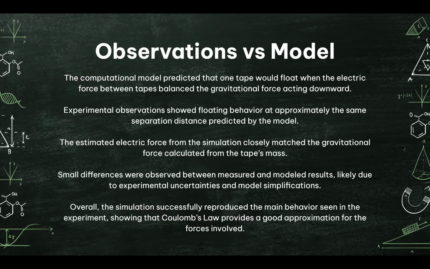The computational model predicted floating behavior similar to what we observed through the experiment. The separation distance and calculated forces from the simulation were close to the measured values, suggesting Coulomb's law provides a good description of the force involved. However, there were small differences between the prediction and the observation, and these differences most likely arose from measurement uncertainty, assumptions, uneven charge distributions, or environmental effects such as air currents. Despite these small discrepancies, the simulation successfully reproduced the main behavior of the experiment, showing reasonable agreement between theory and observation.